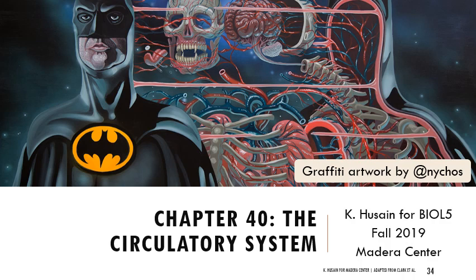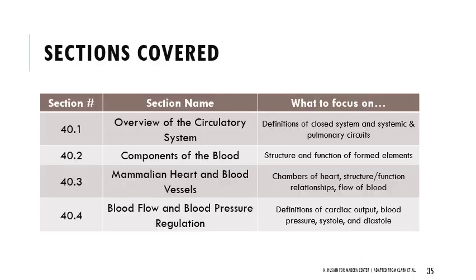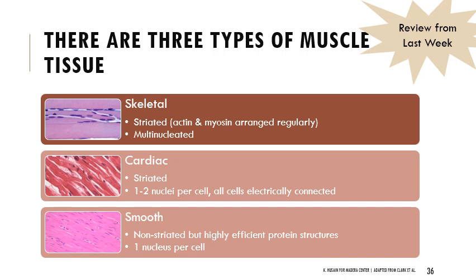Okay, so that was the respiratory system. Now we're going to get into the circulatory system. We'll start by talking broadly about different definitions of circuits within the circulatory system. We'll talk about what makes up blood, get into the structure of the heart and blood vessels, and then briefly talk about cardiac output, blood pressure, systole and diastole, which are things you'll talk more about in anatomy and physio.